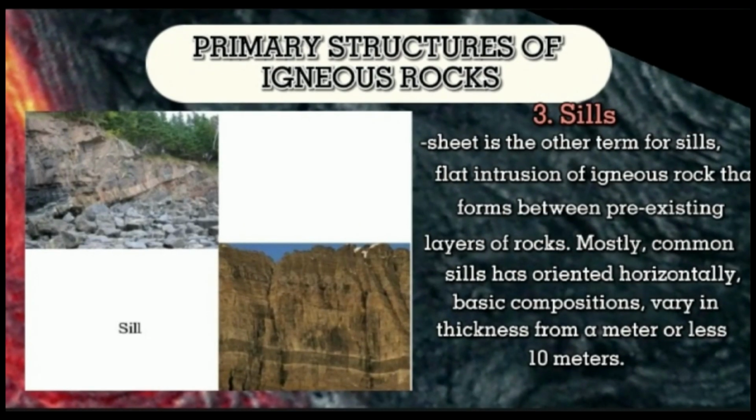Sills. Sheet is the other term for sills, flat intrusions of igneous rock that form between pre-existing layers of rock. Most commonly, sills are oriented horizontally. Basic compositions vary in thickness from a meter or less to 10 meters.